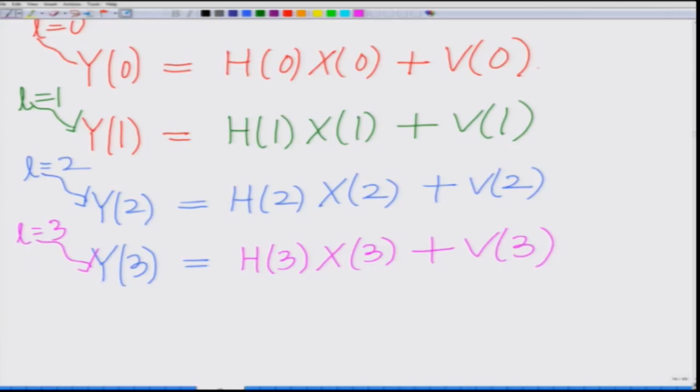Okay. So, basically now what we have done is we have written down explicitly the relation corresponding to each subcarrier, that is YL equals HL times XL plus VL.